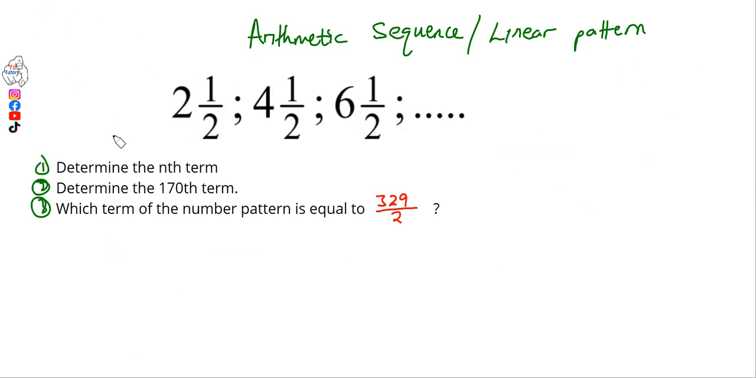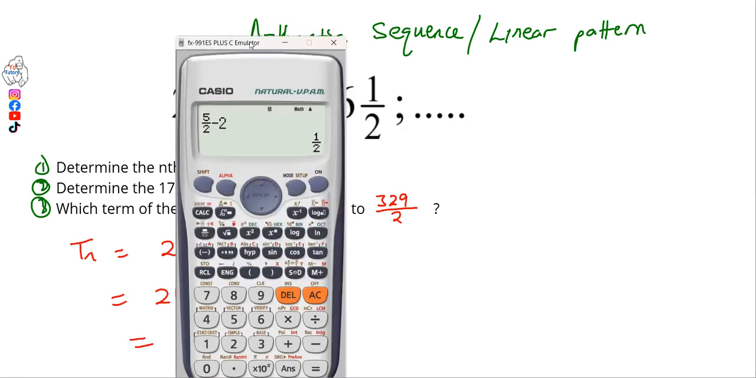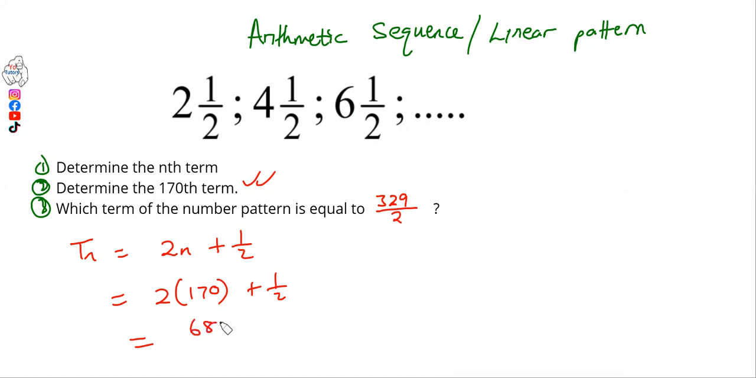Then let's move on to the next one. So now we're looking at 2n plus 1 over 2. Here Tn is equal to 2n plus 1 over 2, which is going to be equal to 170 times 2 plus 1 over 2. Let's see, what do we have? 170 times 2 is going to give us 340, plus 1 over 2 gives us 681 over 2. So 681 over 2. That's our final answer.